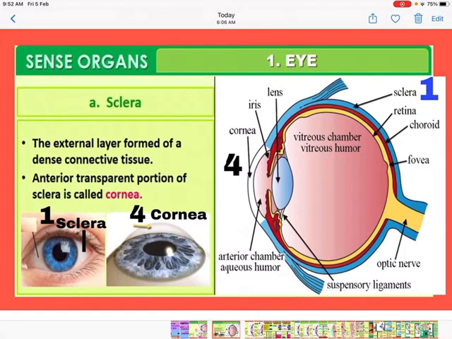First layer is sclera. See the side diagram, labeling 1. It is outer layer or external layer of eyeball called sclera, and special features about this layer are: it is formed of dense connective tissue and its anterior part is transparent and it is called cornea. See labeling 4 inside diagram. It is cornea and it is shown by white layer. See these two, sclera and cornea, in the lower diagram also. The white part of our eye is sclera, while a transparent part above the black part of eye is cornea.